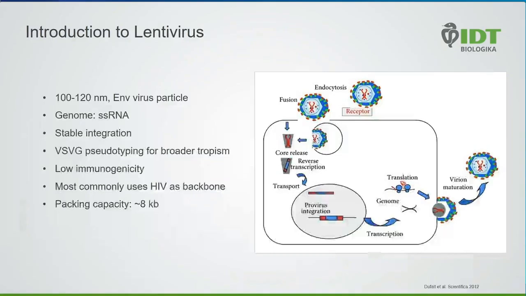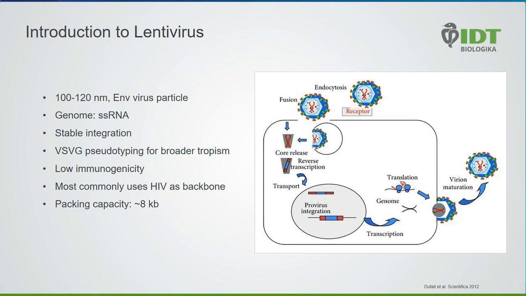So, an introduction to lentiviruses. Lentiviruses are about 100 to 120 nanometers in size. They are enveloped virus particles, and they carry single-stranded RNA as their genome. They offer stable integration, which means they are able to express long-term, and oftentimes they are pseudotyped with the VSVG gene, which basically replaces their native envelope protein gene, and the reason is to confer broader tropism. Lentiviral vectors also exhibit a low immunogenic profile, which is what you want to see in your viral vector, and the most commonly used backbone for these vectors is HIV.